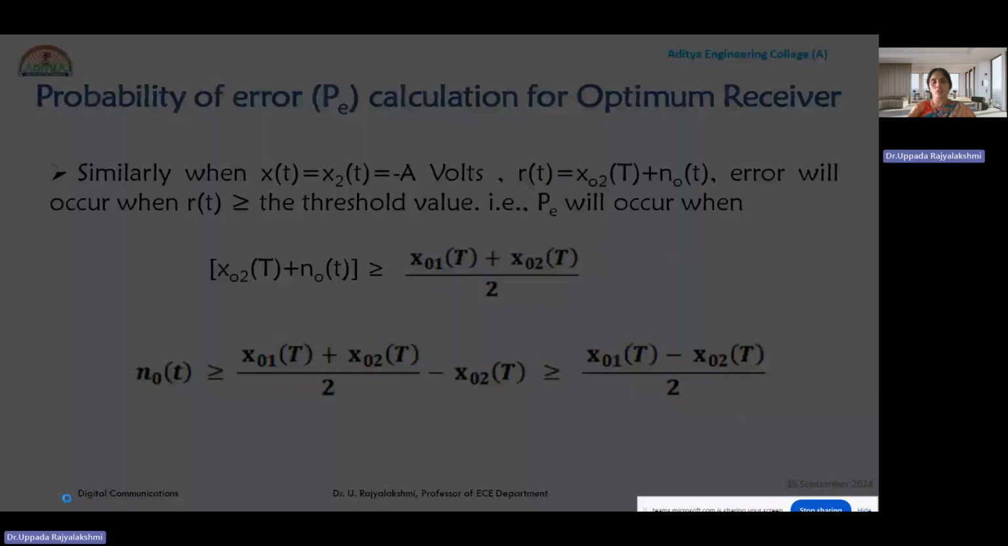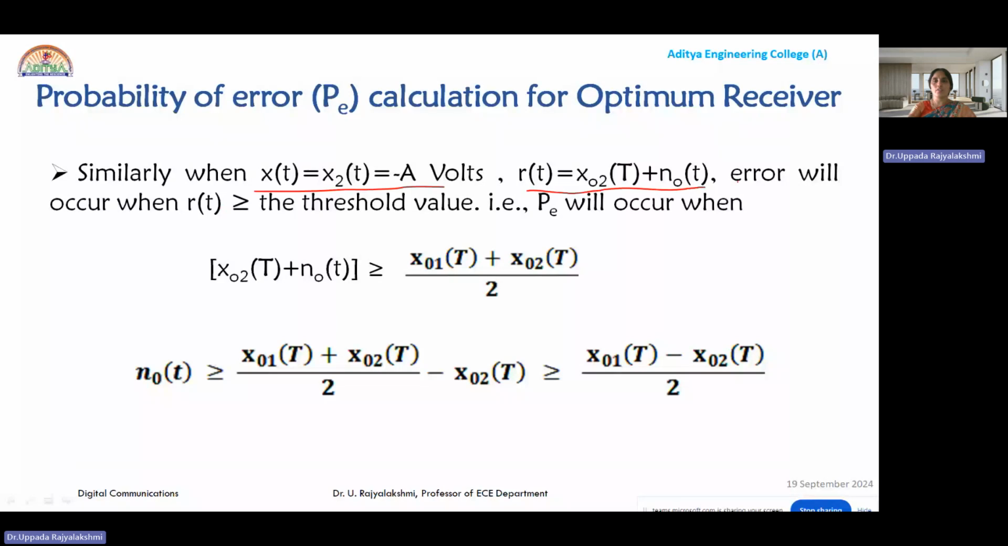Similarly, when x of t is at the negative magnitude of the input, r of t will be x naught 2 of t plus n naught of t. An error will occur when r of t is greater than or equal to the threshold, because when the input is negative, the output must also be negative. But if it is greater than or equal to the threshold, then the probability of error will arise. So x naught 2 of t plus n naught of t must be greater than or equal to the decision boundary. Take this x naught 2 of t to the RHS, as we did for the earlier case. Then, taking the LCM, you will get n naught of t greater than or equal to the lower cutoff you obtained, that is x naught 1 of t minus x naught 2 of t by 2.